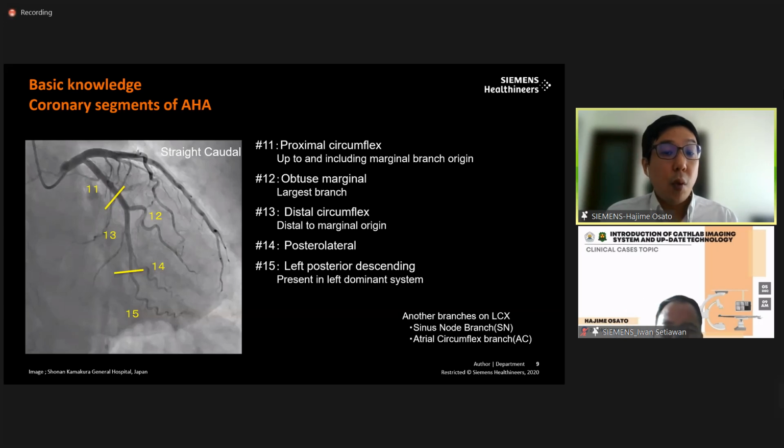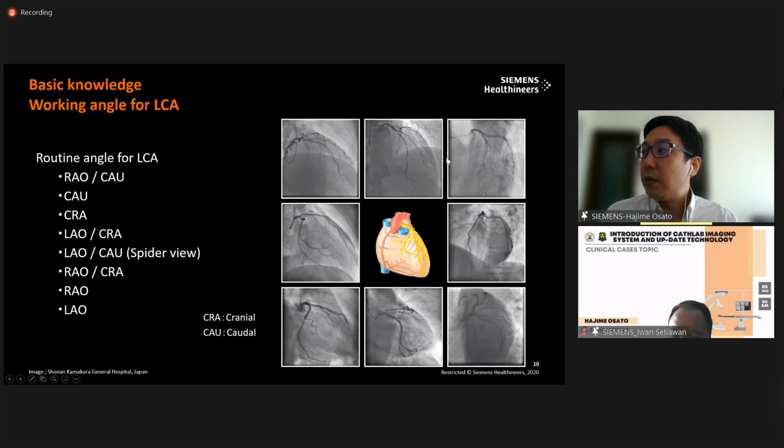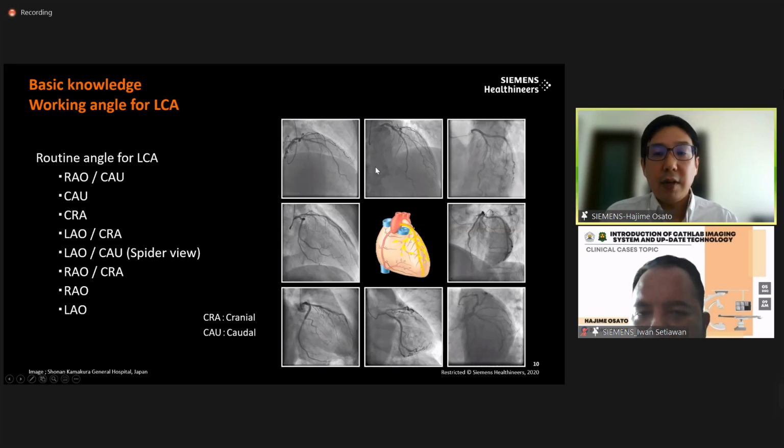And next is working angle for LCA. Several working angles are required in the diagnostic case and also the intervention case. It is a quite important step to evaluate the coronary tree correctly. Basically, the cranial view evaluates LAD. The caudal view evaluates LCX basically.